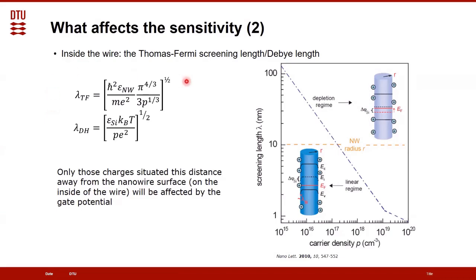Depending on how high the dopant concentration inside the wire is, there are different theories that can give you this depletion length. If you have a very highly doped nanowire, above 10^19 carriers per cubic centimeter, then the Thomas-Fermi theory will give you the depletion length. This is indicated by this line over here. Whereas if you have a lower charge carrier density, then we can use the same theory as for the outside of the nanowire, the Debye-Hückel theory, and get the depletion length like this.